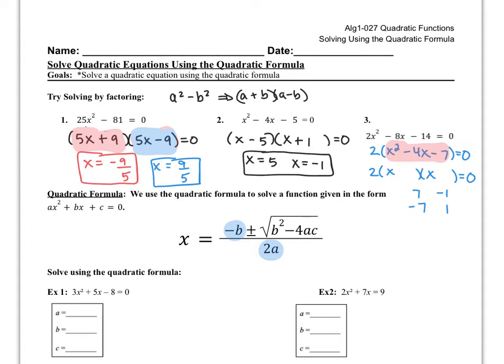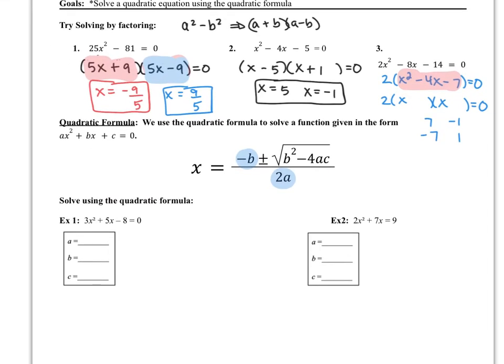So first thing we want to do when solving using the quadratic formula is we want to be as organized as possible. So I want to identify a, b, and c. So remember, a is always my coefficient of the x squared term. So in this case, that would be 3. My b is always my coefficient of x, and so in this case, that would be 5. And c is always my constant that doesn't have an x term, so in this case, that would be negative 8. So by identifying those, I've kind of set myself up for success.